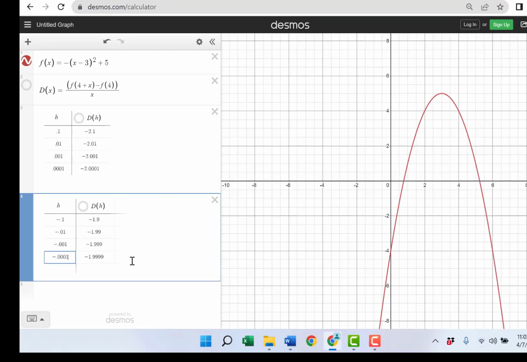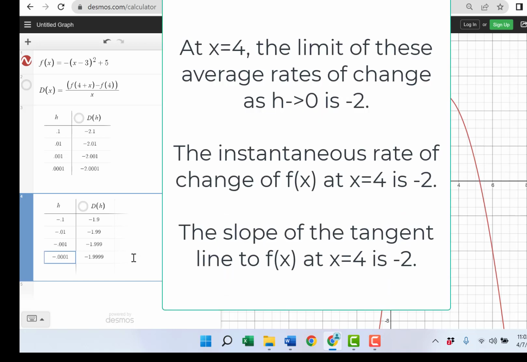Now, overall, I'm going to look at these two tables, and I see as the points get closer and closer together as we approach x equals 4, the average rate of change of the function gets closer and closer to negative 2. So we can conclude that the instantaneous rate of change of f of x when x equals 4 is negative 2. We can conclude that the slope of the tangent line of f of x at x equals 4 is negative 2.